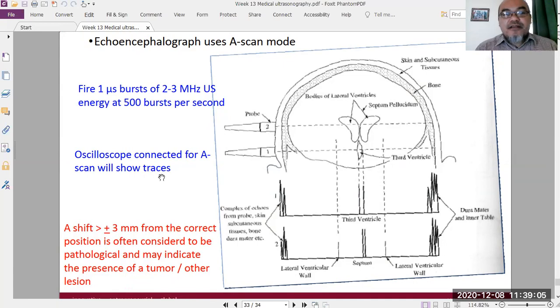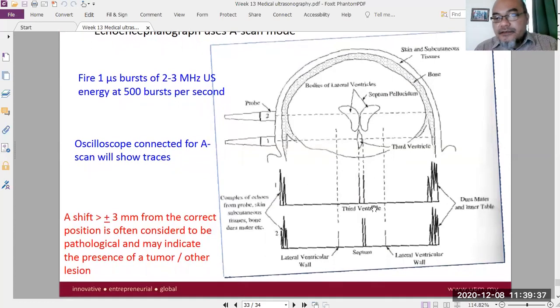The oscilloscope connected for a scan will show the traces. So, for example, this is an illustration of a subject's head, with the brain, and then with the bone, and then with the skin and subcutaneous tissue. The probe is located on the outside, attached to the head, transmitting, and then the echo is being detected. So this is how it shows.